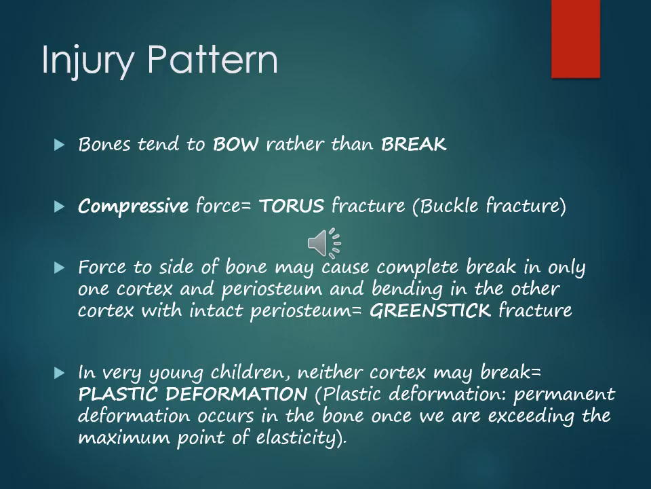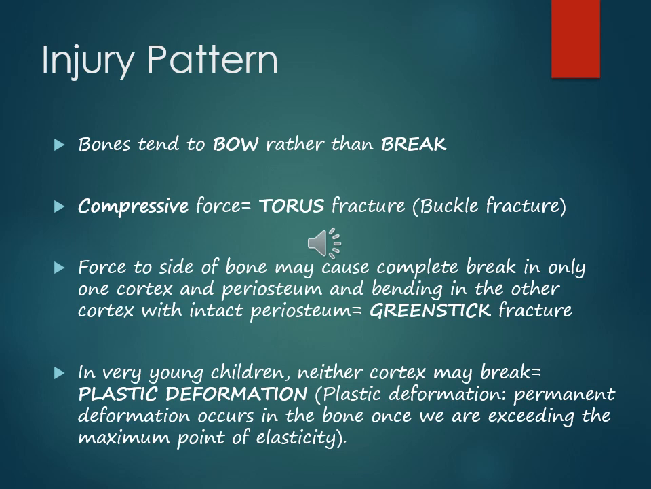There are a few characteristics for the patterns of injuries in children. Pediatric bones have a tendency to bow rather than break, which does not happen in adult bones. Also, compressive forces can cause what we call a buckle fracture or a torus fracture. This is a fracture that only affects children. We will speak about that a little bit later.